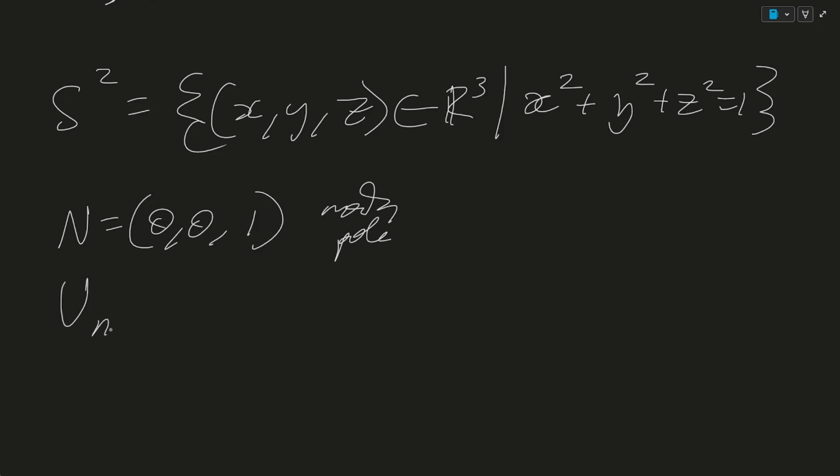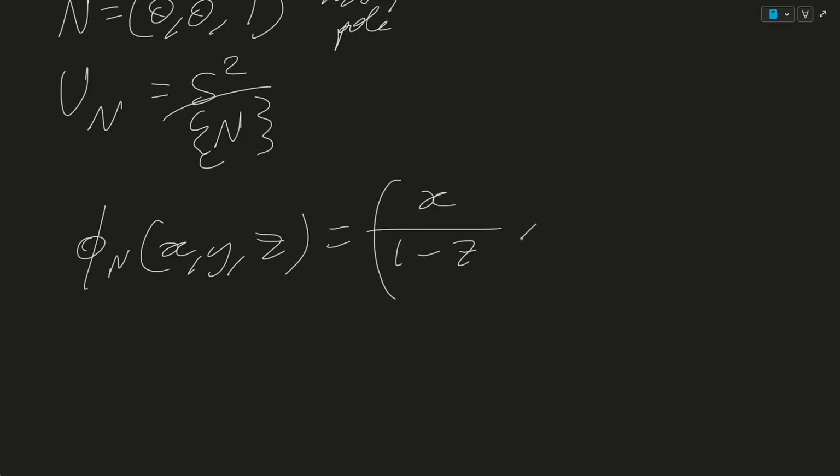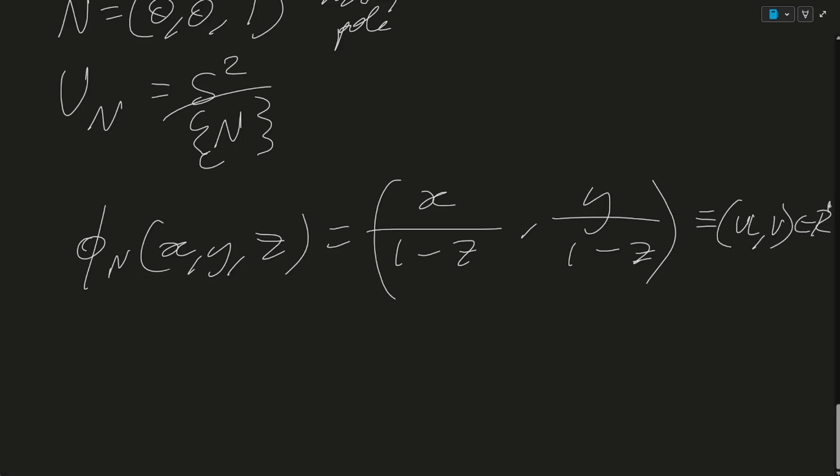And we'll have U_N be S squared minus the set of N. Now, if we were to take any point and project it through N onto the plane, we have the following: phi_N of (x, y, z) is (x over 1 minus z, y over 1 minus z), which is equivalent to some coordinates (u, v) in R^n.